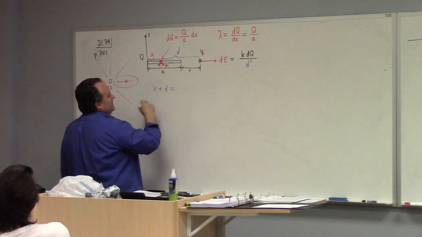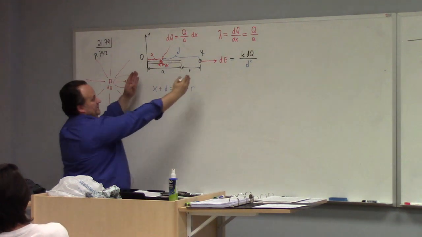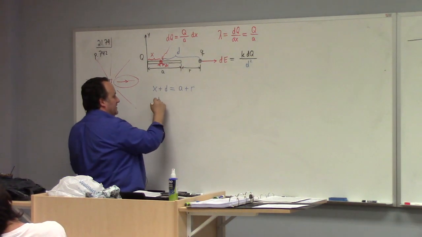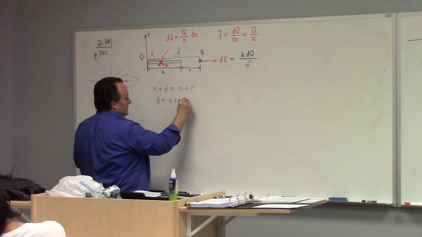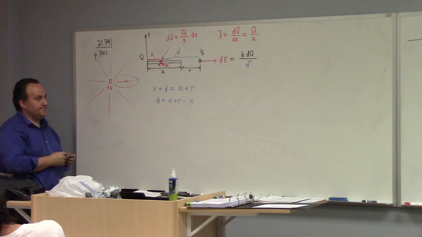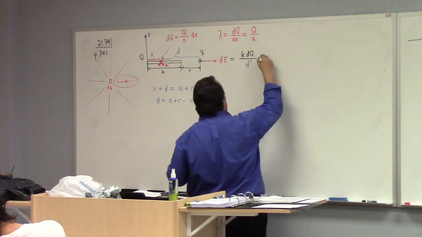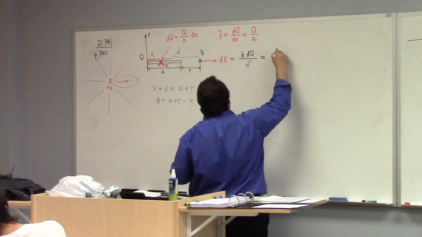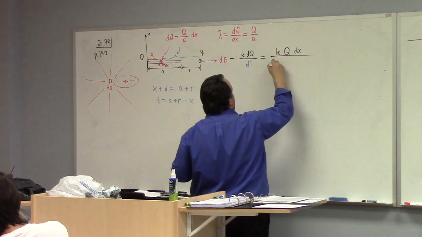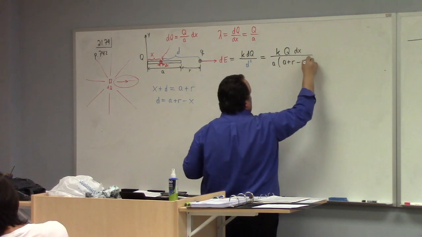Let me show you a way you can find your way to that if you don't see what you saw. x plus d is clearly equal to a plus r, right? Because this whole distance is that whole distance. And you can solve, I think we get what you said. d equals a plus r minus x, right? And then we're just assuming dx is super small. Well, we'll get there. Just a sec. We need that dx. So we've got k, I'll put it in, q dx, right, over a times a plus r minus x quantity squared.